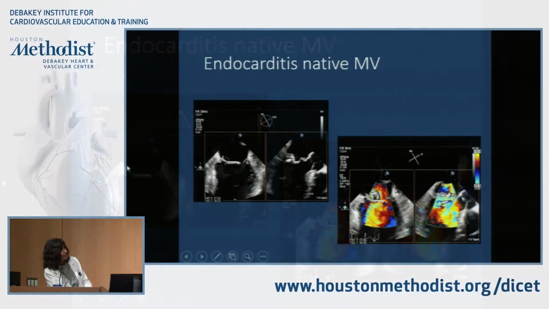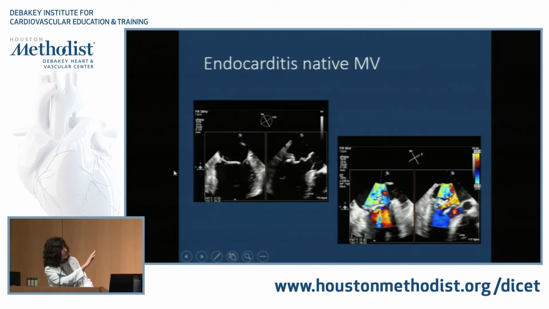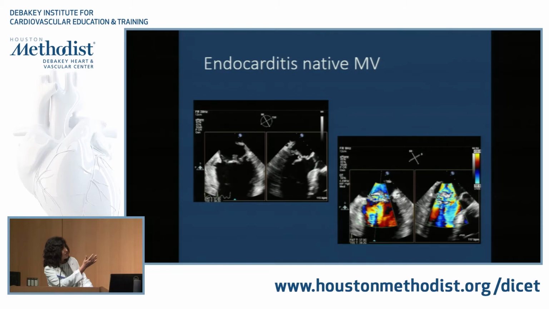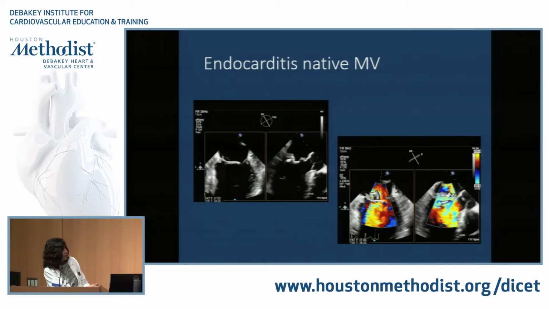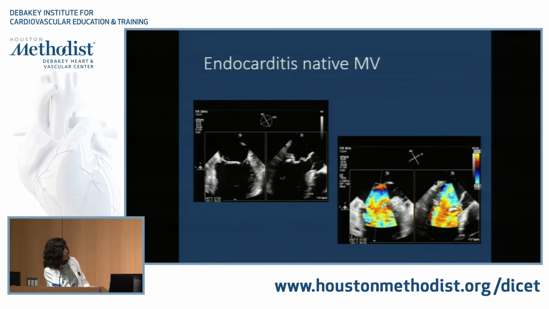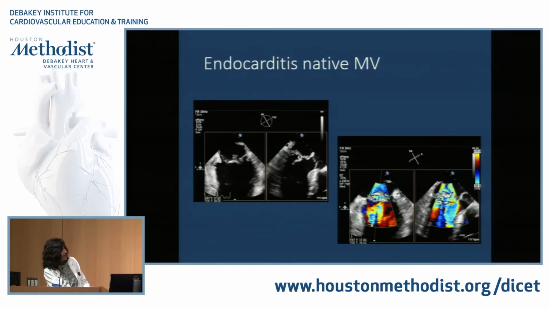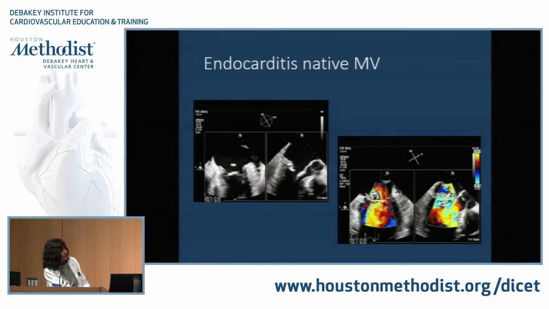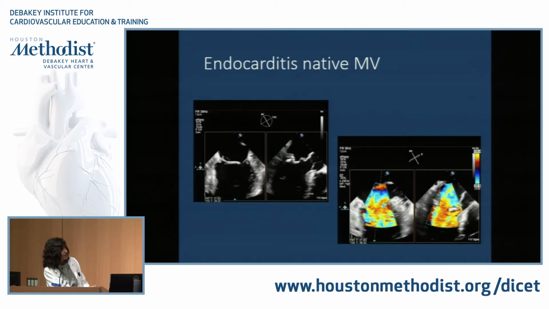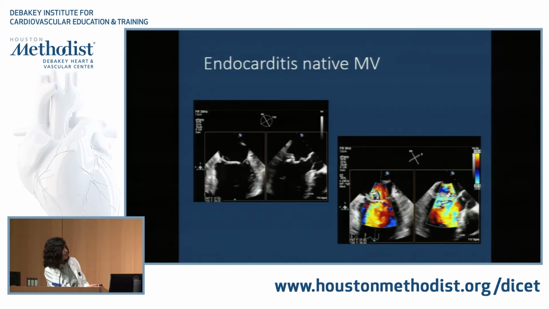Again, these are the different views. I'm showing this to show how orthogonal views we take to determine which scallops are prolapsing. Again, this shows that the P2 is completely flail. Actually, the whole entire posterior leaflet is flail. And here there is a suspicion of a small hole in the anterior leaflet.